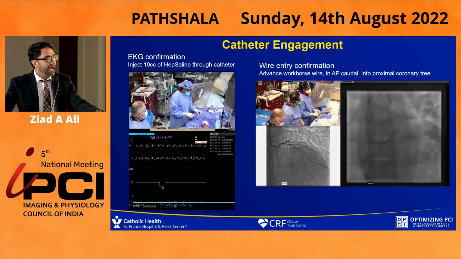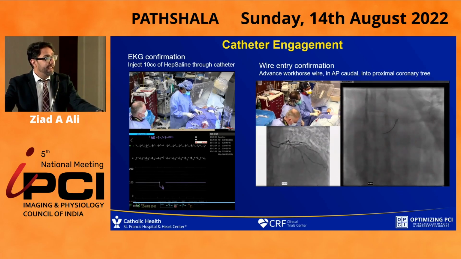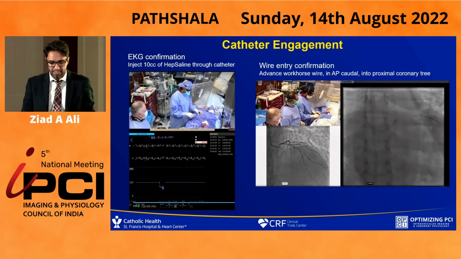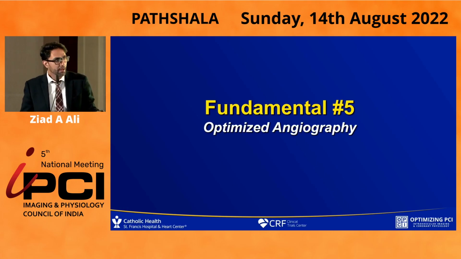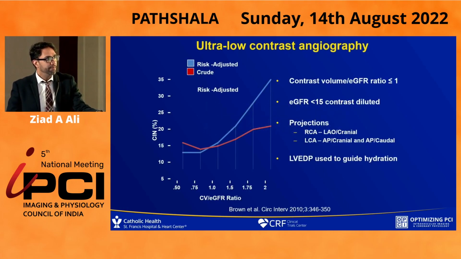When you're doing a PCI, all you need to do is do the same trick with your EKG, but also use a workhorse wire. A workhorse wire enters the artery quickly and efficiently and is a very safe way to perform catheter engagement.